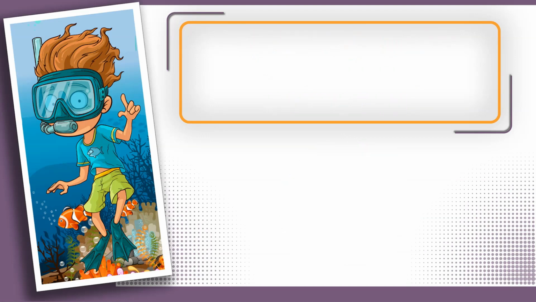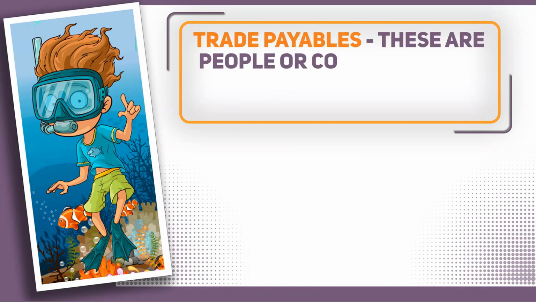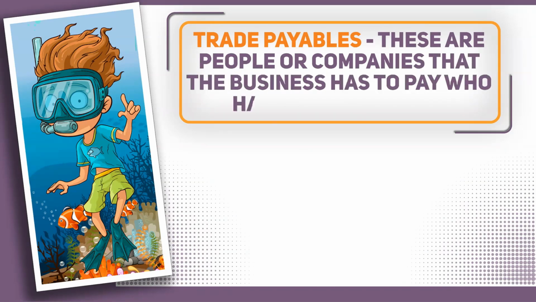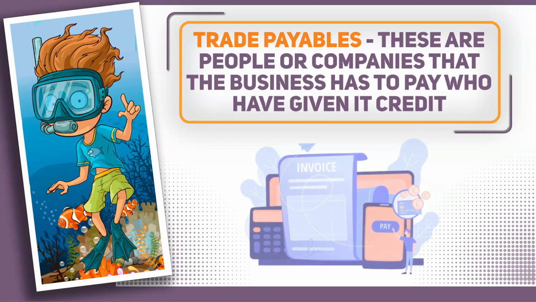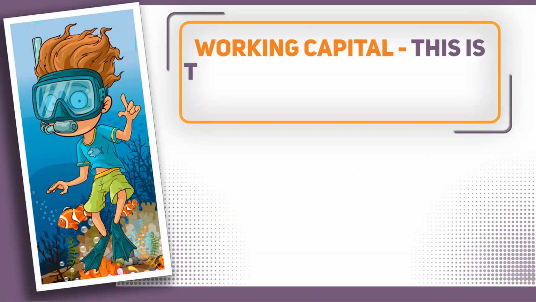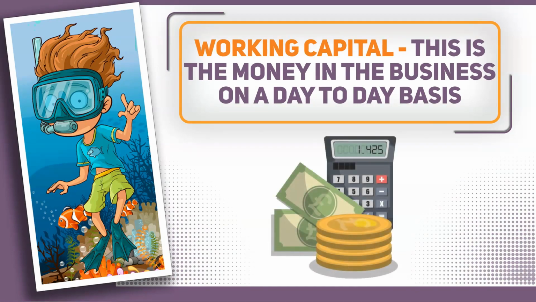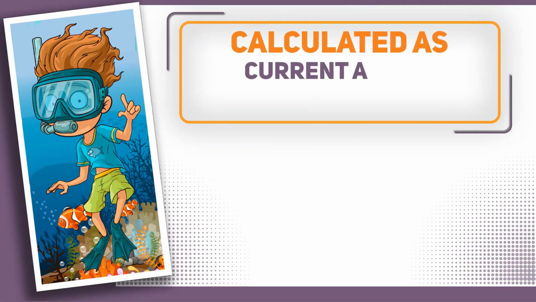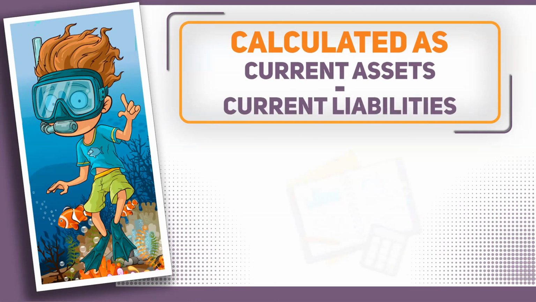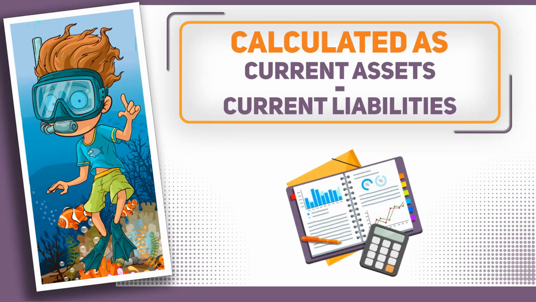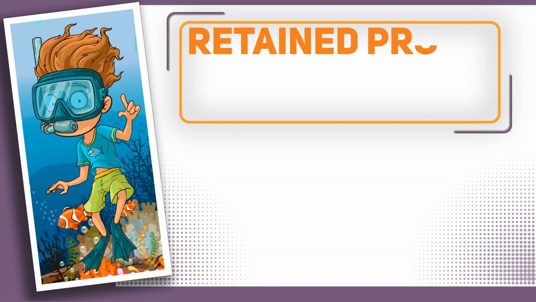Now, you may hear about trade payables. These are people or companies that the business has to pay who have given it credit. Josh's web designer gives him 60 days to pay his invoices. When these invoices are waiting to be paid, they are part of Josh's trade payables. Then there's working capital. This is the money in a business on a day-to-day basis, the money that they actually have to hand. It is calculated as current assets minus current liabilities, the things the business has minus the things the business owes.